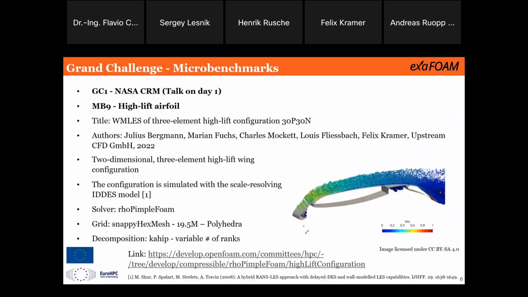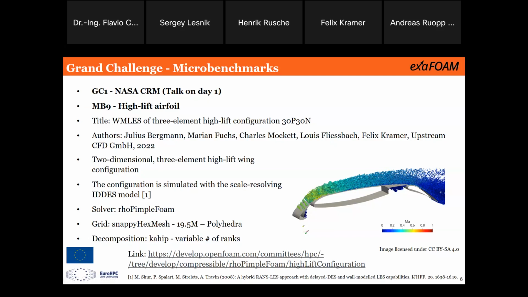Then I will go into a bit more detail about them. First, the first grand challenge, for which we have seen the details in the talk from Felix. And here I have highlighted the high lift airfoil. That's wall-modeled LES of the three-element high lift configuration 30P30N. The authors are from Upstream CFD. This is a two-dimensional three-element high lift wing configuration. And in this setup, they use the scale-resolving IDDES model. From here, I have a reference for that.